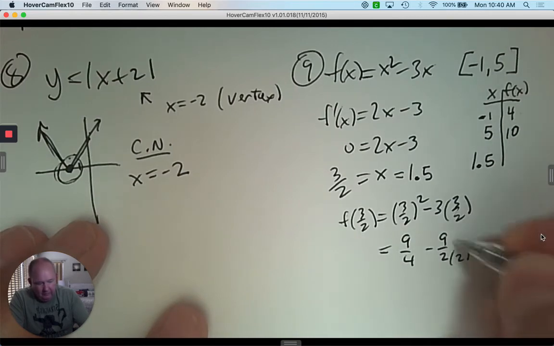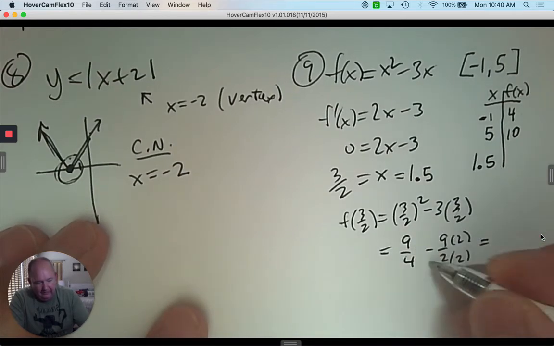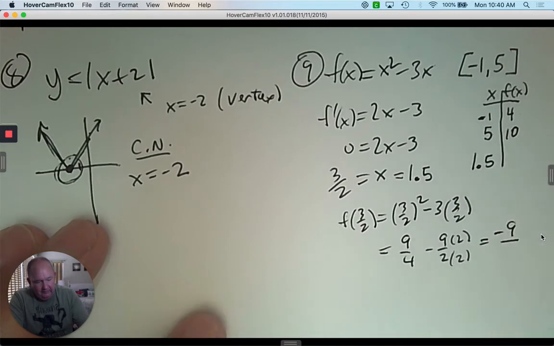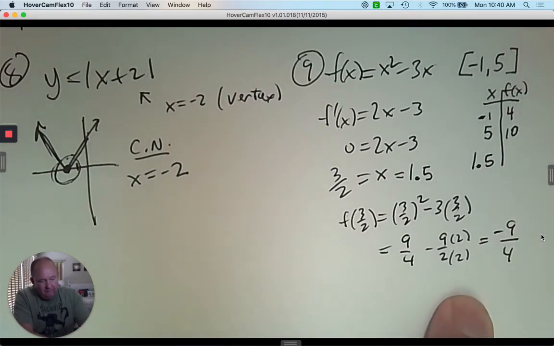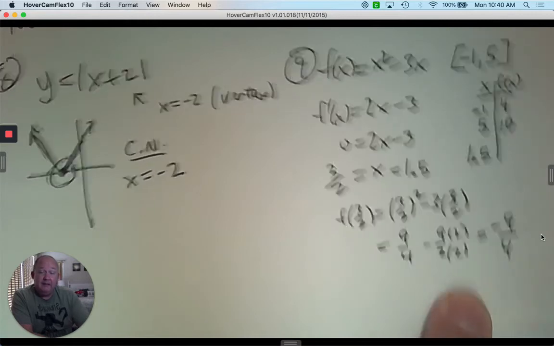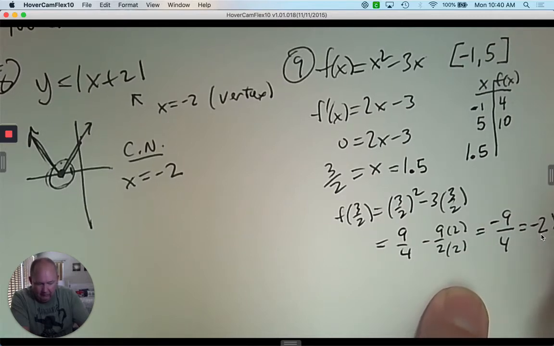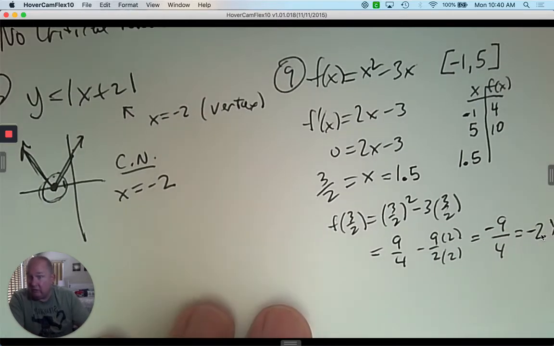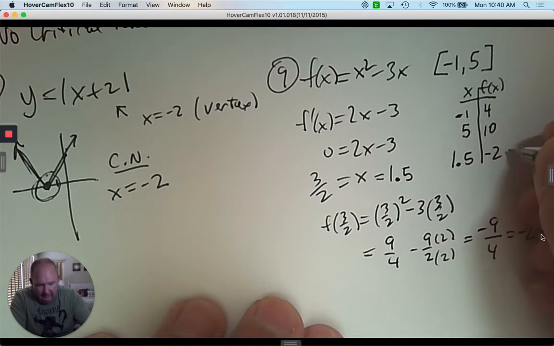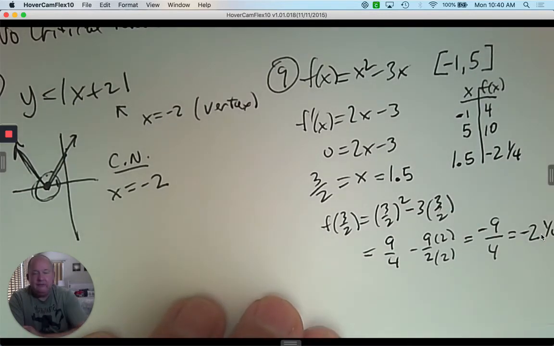Common denominators, we multiply times 2, so that's 9 take away 18. That's negative 9 over 4. Now another way to write it, I like writing it as a decimal at the end. When we divide that, 4 goes into 9 2 times with 1 left over. So you can see it's negative 2 1/4 or negative 2.25. If I write it as a mixed number or as a decimal, I see the values better.